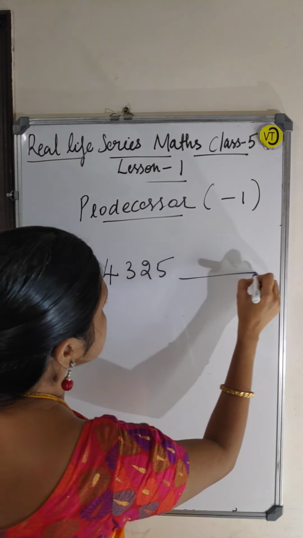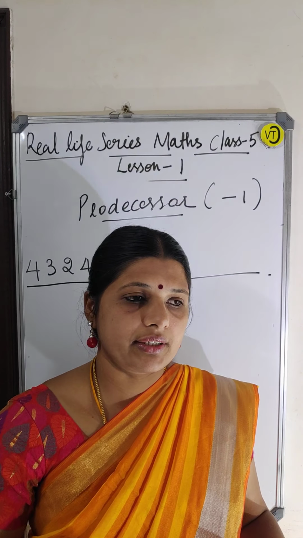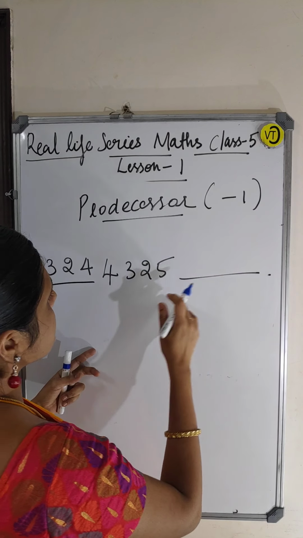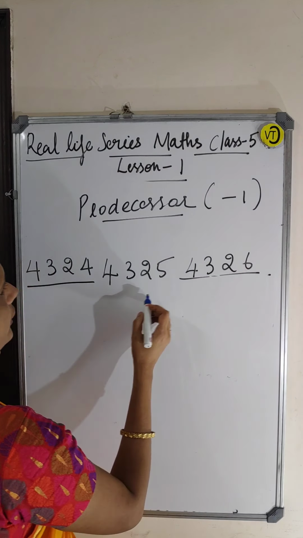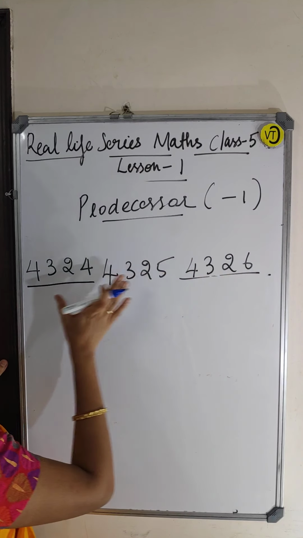For the successor, success means what? I am moving forward. It is the next level I am going. That means the successor is an addition. Add 1. So 4, 3, 2, 6. It is the addition of one. It is the successor, and this is the predecessor.